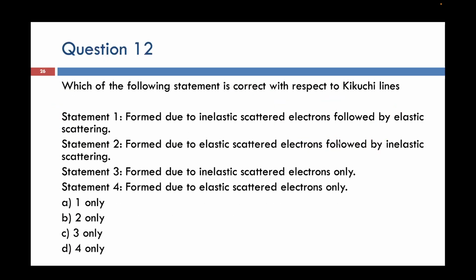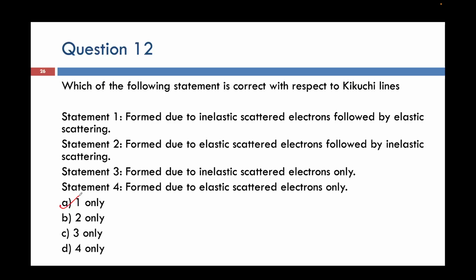Okay, I think this is the last question. Which of the following statements is correct with respect to Kikuchi lines? Formed due to inelastic scattered electrons followed by elastic scattering. Formed due to elastic scattered electrons followed by inelastic scattering. Formed due to inelastic scattered electrons only. Formed due to elastic scattered electrons only. Which one is the correct one? Yes, sir. Formed due to inelastic scattered electrons followed by elastic. Yes, so A is the correct answer. The rest three are not correct. So first inelastic scattering happens, and then elastic.